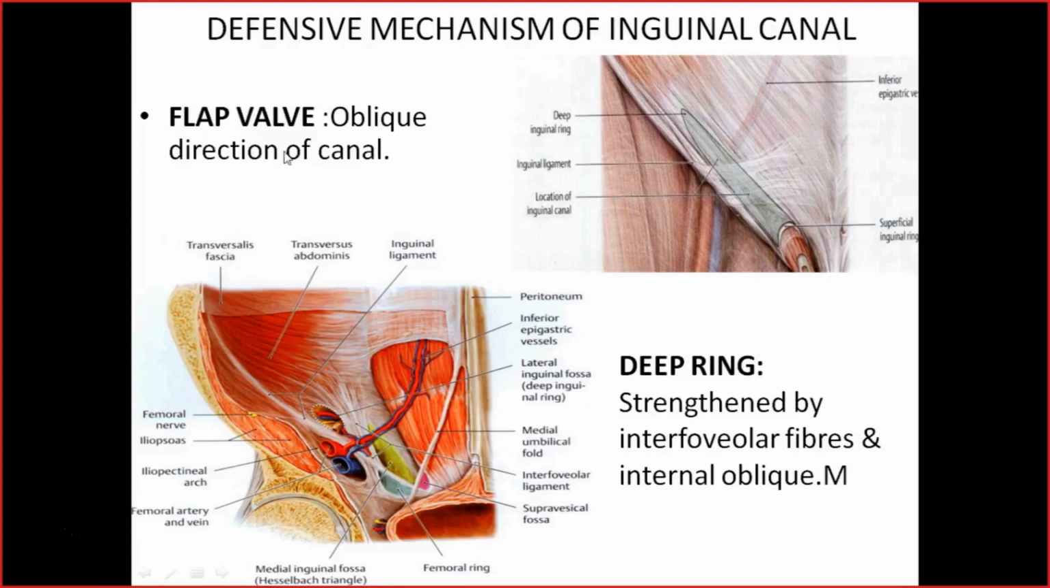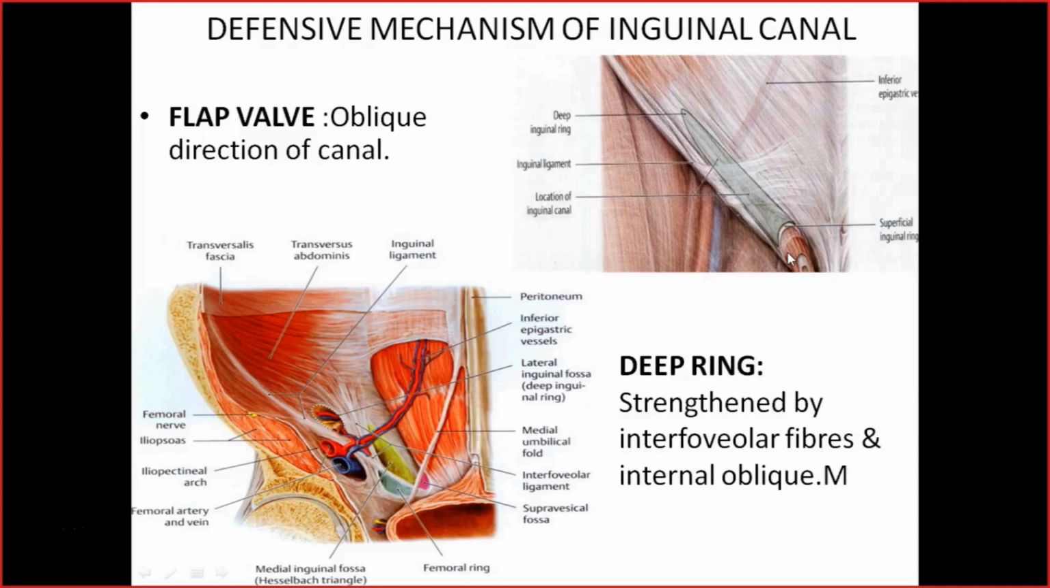One we call the flap valve mechanism. The canal itself works as an oblique canal. It is not a straight canal. So since it is oblique, by itself it will avoid the passage of contents from the abdomen. That we consider as the flap valve.